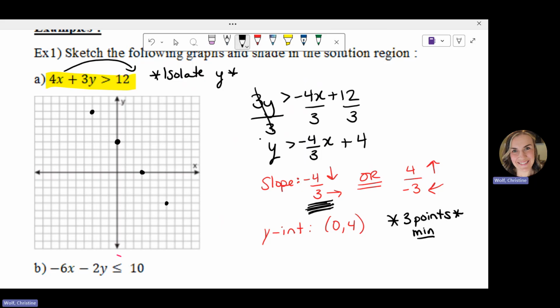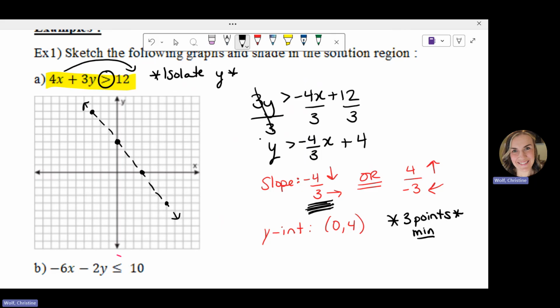All right, so then before you connect your dots, take a look at your inequality. That means we are going to have a dashed line because we don't see an equal sign. So when you connect your dots, make sure you have a very clearly dashed line. Tack arrows on both ends because we could keep going in theory, right?